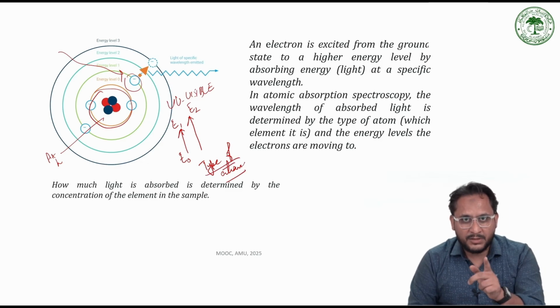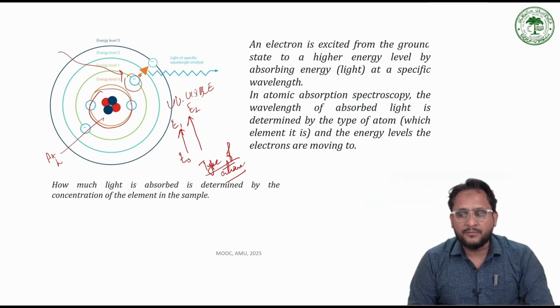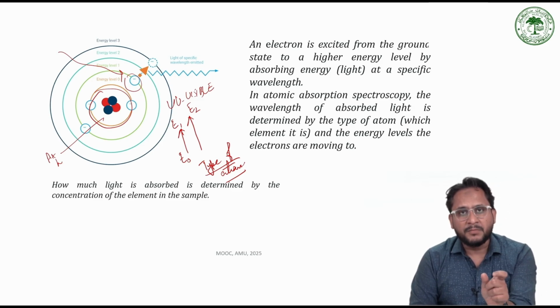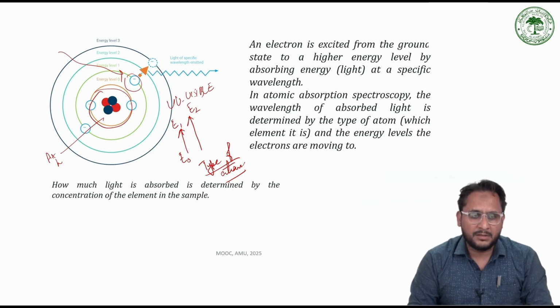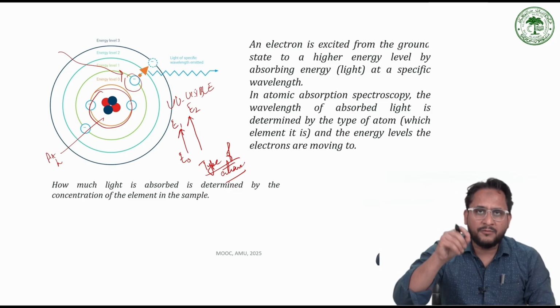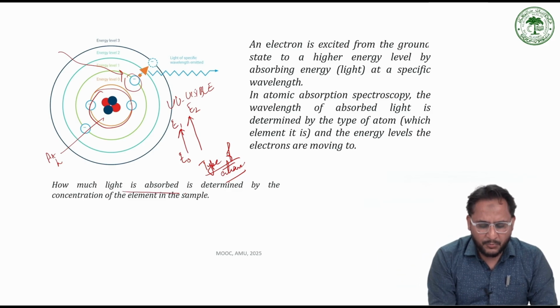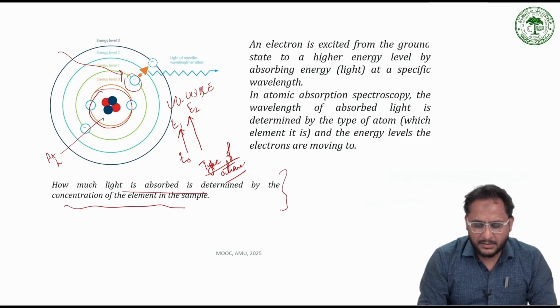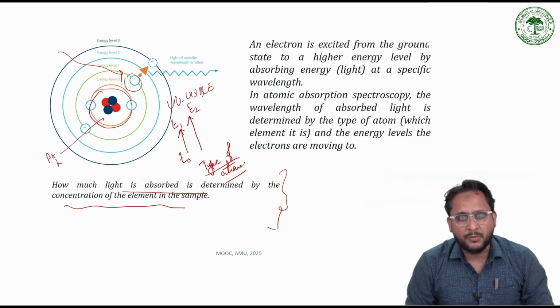This concept was given by G.R. Kirchhoff in 1959, that each and every pure element, pure atom, has its own characteristic absorption, and the amount of light absorbed is directly proportional to the concentration of the element. This basically serves as the principle of atomic absorption spectroscopy.